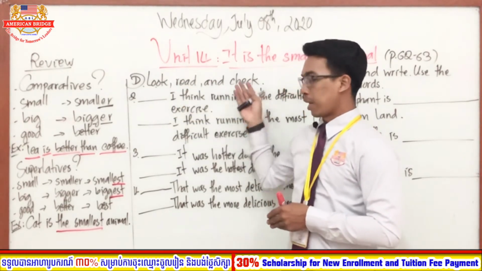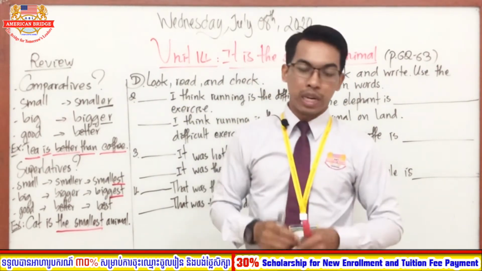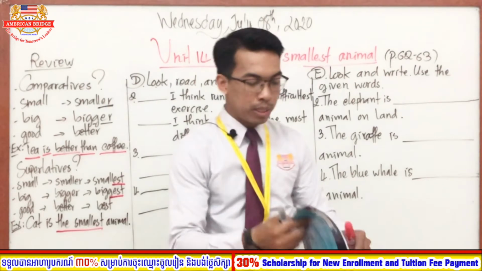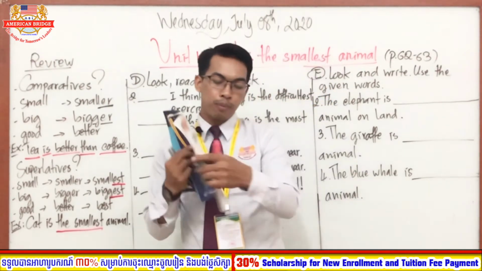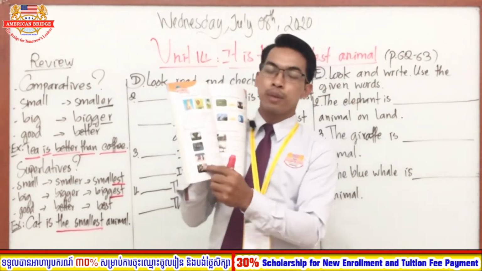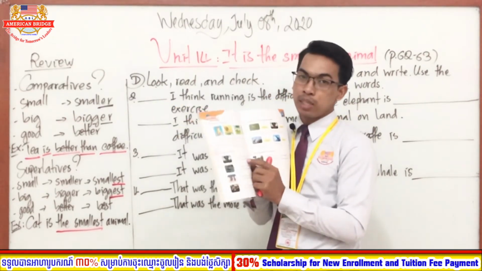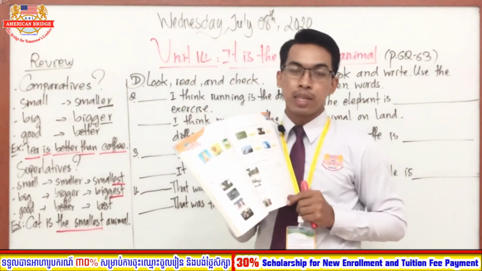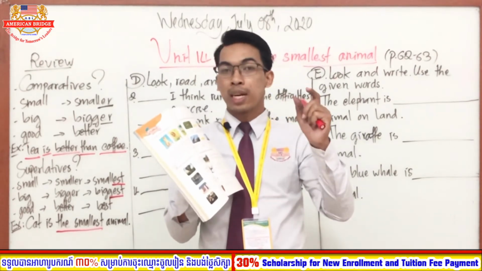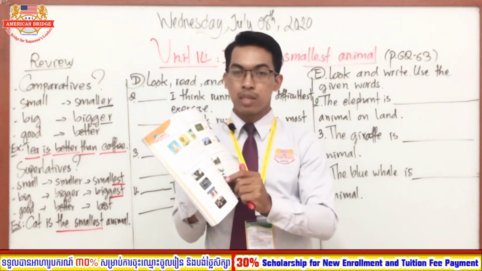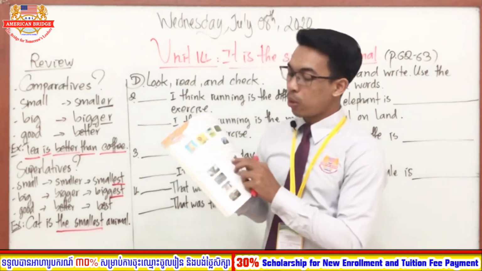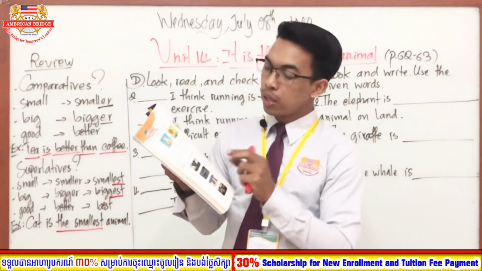Look, read, and check. So you have to look at the picture, right? When you open the textbook, you will see the picture. You have to look at the picture, and after that you have to read the sentence. You have to read the sentence first, and after that you will know exactly about the mistake in the sentence. Okay, good. Like the first one, it is about the example.